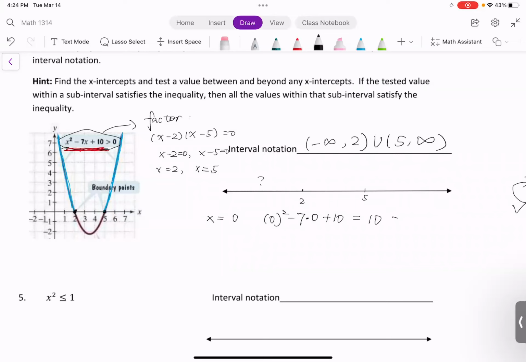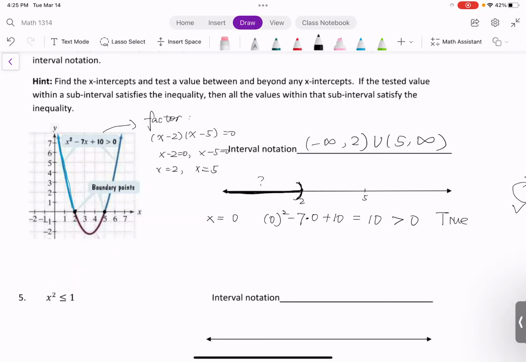Can I say it's greater than 0? So look at here. Yes, it is, because 10 is always greater than 0. So true. I can highlight this area. And 2 is not my solution because x equals 2 makes the polynomial equal to 0. So I cannot have 2.